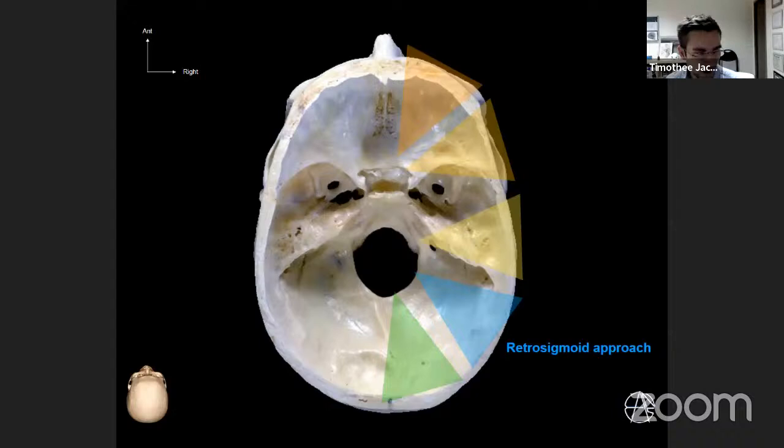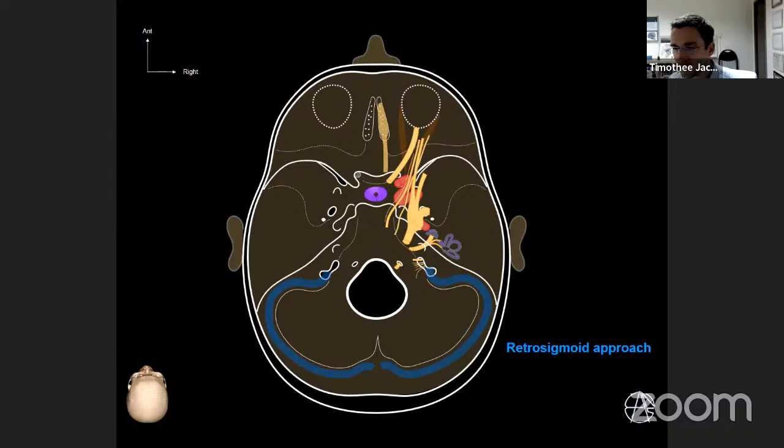I won't take too much time for the retrosig approach, but just to say it's one of the most popular approaches for skull-based tumors. And the important point is, we will cross a lot of cranial nerves of the skull base, like the fifth, the acoustic facial bundle, and the lower nerves, maybe the 12th. It's very important to remember the position and orientation of each nerve to anticipate the traps of any skull-based surgery.